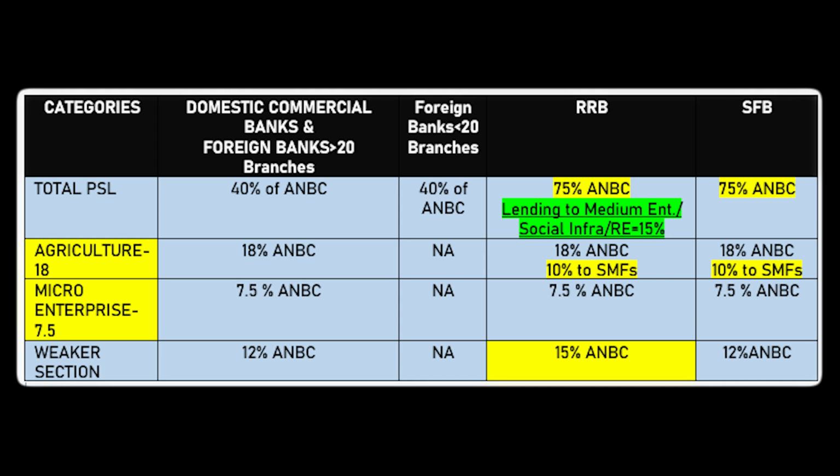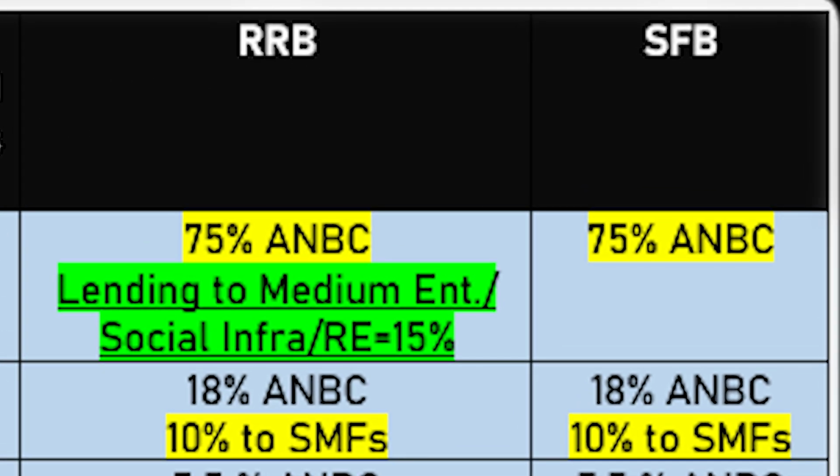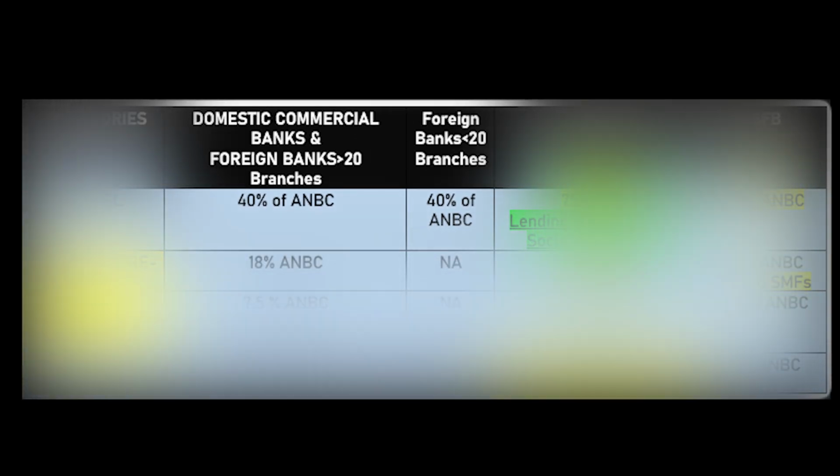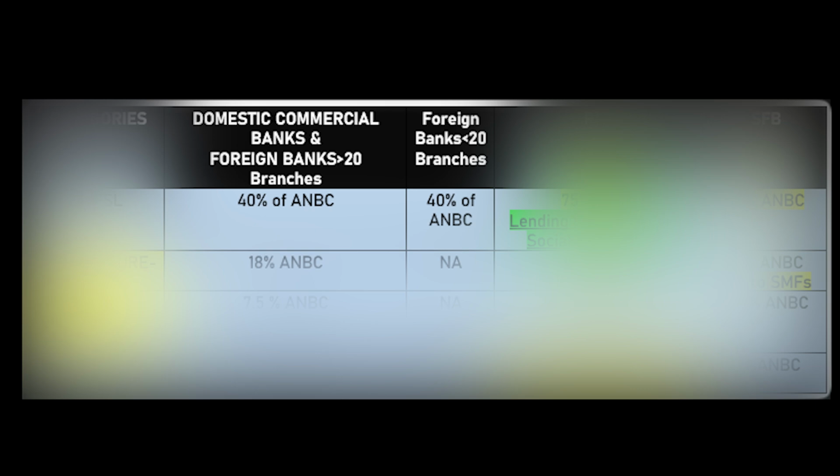Now, the targets are also divided into separate factors. There is a total priority sector target for all the banks in India. There is a segmented target for agriculture, for micro enterprise, and for the weaker sections of society. Now, to memorize this table, just remember the data in the highlighted cells. As far as the total priority sector lending target is concerned, only the RRBs and the small finance banks have the target of 75% of the adjusted net bank credit, that is ANBC. And all other banks, that is the domestic commercial banks and the foreign banks with both less than 20 branches and more than 20 branches, all have the target of 40% of their ANBC.